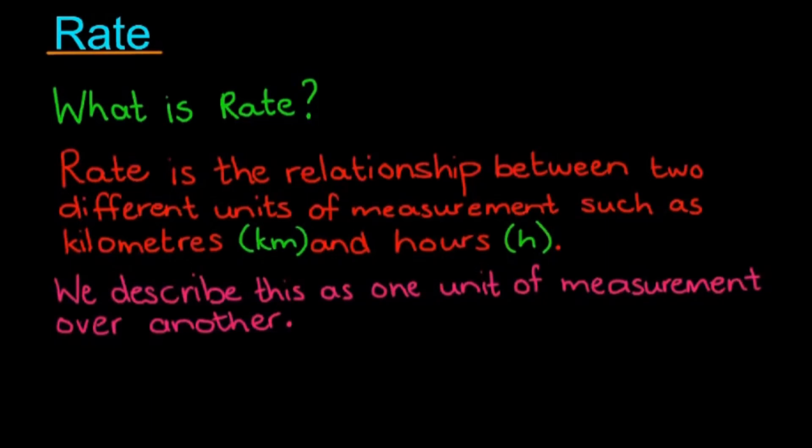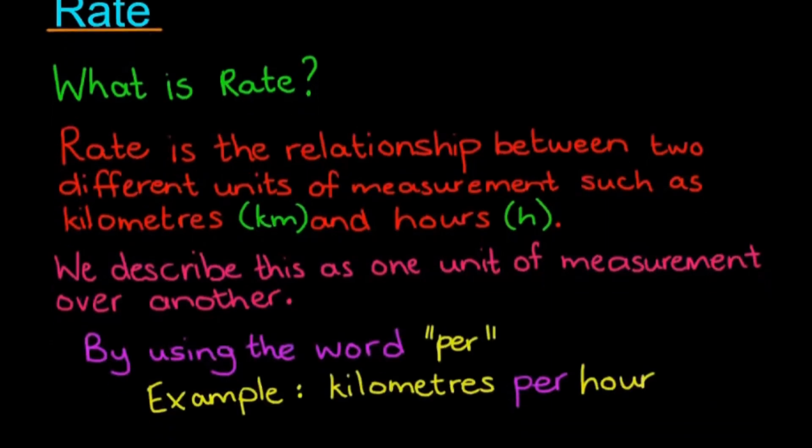So when you think about a car driving and you check the speedometer, your parent's speedometer, you will see that it says kilometers per hour. So if they're driving on a highway, you'll see them going 120 kilometers an hour. So it is the kilometers over the hour.